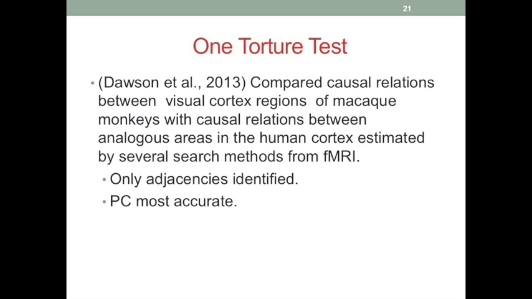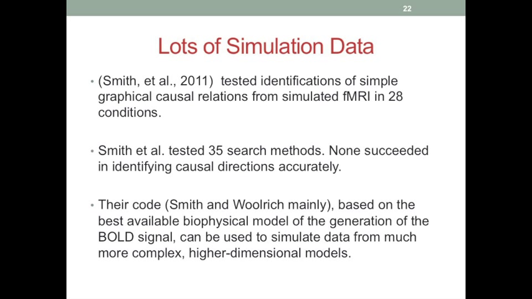Now, there's lots of simulation data. There's this big study by Smith et al. That tested identification of simple graphical causal relationships from simulated fMRI in 28 conditions. Smith et al. tested 35 search methods. None succeeded at identifying causal directions accurately. Their code, due to Smith and Woolrich mainly, based on the best available biophysical model of the generation of BOLD signals, can be used to simulate data for much more complicated higher dimensional models, which I'll talk about too.